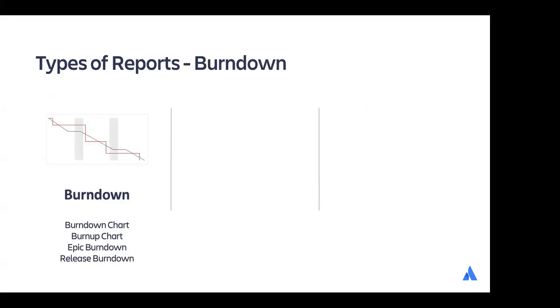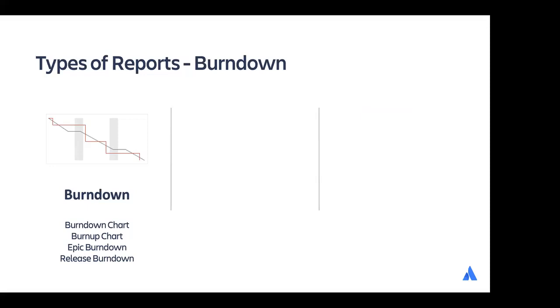In Scrum boards there are 10 reports, and they're all shown on a single page when you click on the reports link on the left-hand side of your project sidebar, and you click all reports, then you'll see all 10 of them. But we'll group them together here for the sake of the type of information that they show.